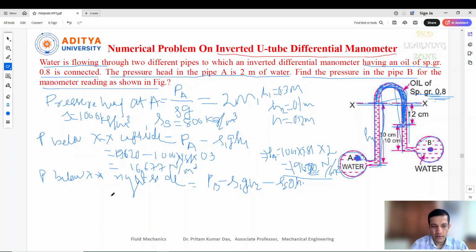So here we can identify PB minus rho 1, again 1000, because we know the density value: both are water flowing here. So 1000 into 9.81 into h2, that is 0.1, minus rho s g, where rho s is 800, into 9.81 into 0.12. Now we equate the pressure below the datum on the left side and the right side. So we can write the equation.